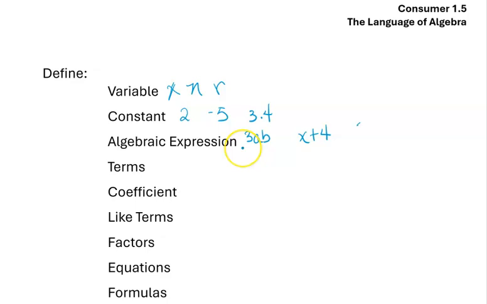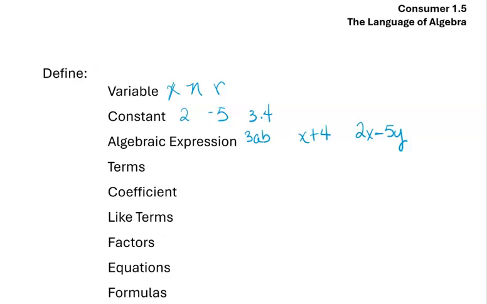And here's another one, 2x minus 5y. This is an algebraic expression with both products, 2 times x and 5 times y, and they're subtracted. So you've got multiple operations that are performed on that expression.